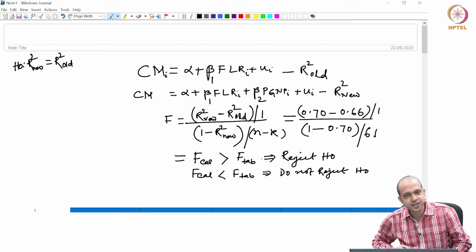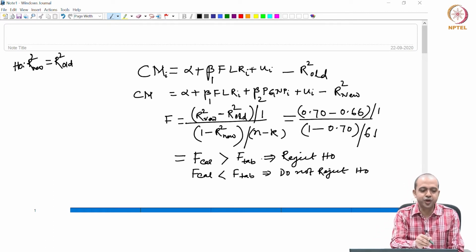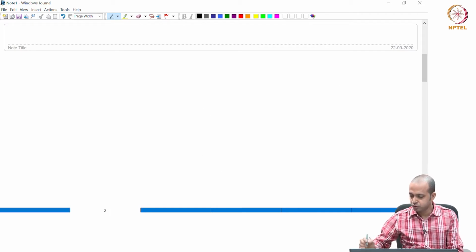That means you can justify adding the new variable PGNP in the model if and only if you can reject this null hypothesis, that R square new equals R square old. You have to reject this null hypothesis, then only you can establish that the new variable PGNP has significant explanatory power. So, this was the first hypothesis we tested yesterday.